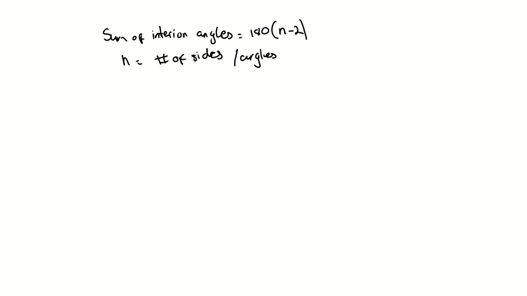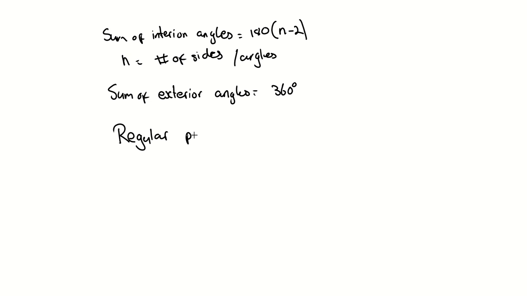Then the sum of exterior angles is equal to 360. No matter how many sides it is, it's always equal to 360. And that is basically what you want to know.